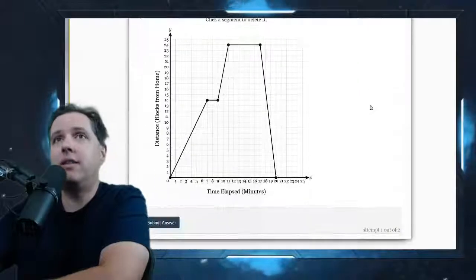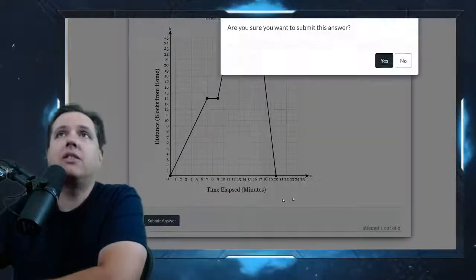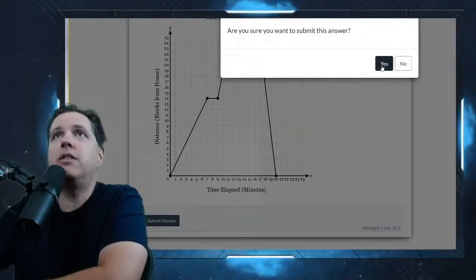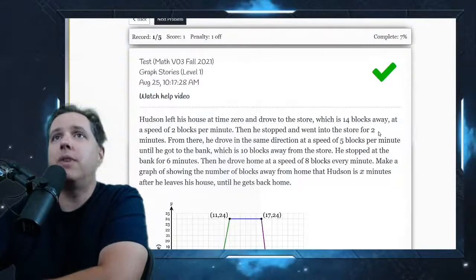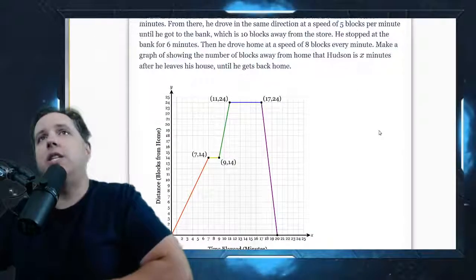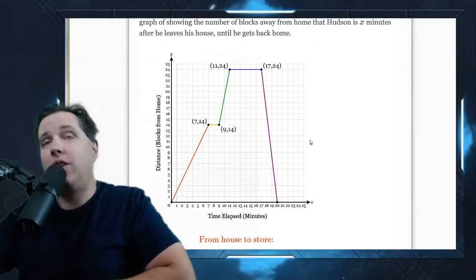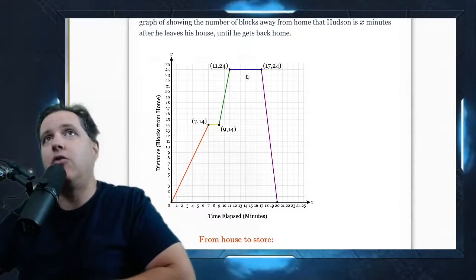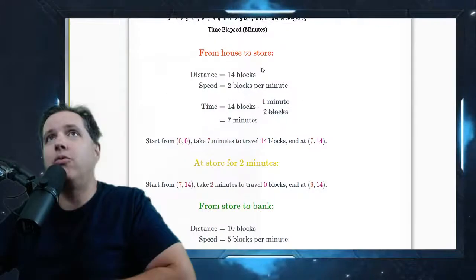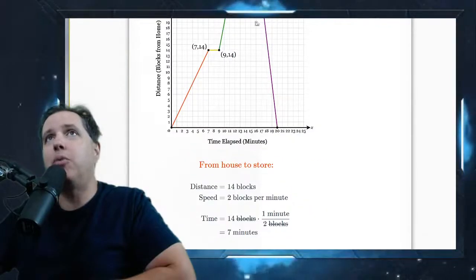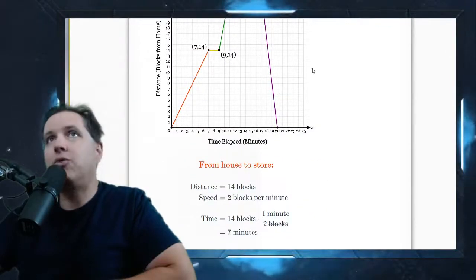Okay, so let's just see if I did that right. Let's see if I didn't make a silly mistake along the way. I submit my answer, and it says, are you sure? Yeah, let's be daring. Let's go for it. Yep, got it right. Okay, and then notice what it does here. It's really quite nice the way they've set this up. It's color-coded, and then down here you can go through and see the reasoning. So if you missed the purple part, that's where you made a mistake.